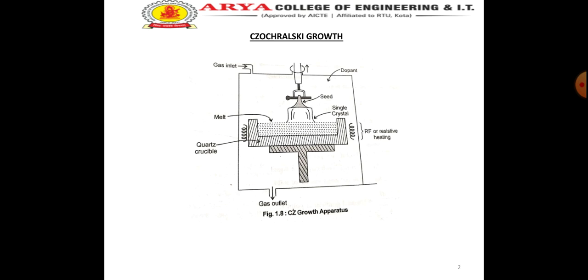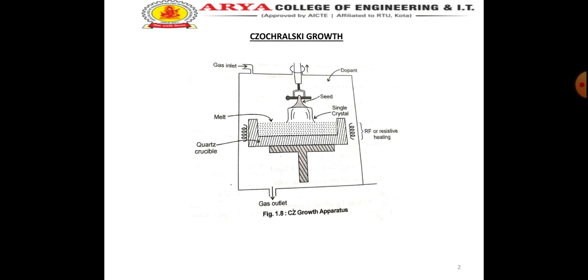A seed crystal of the required orientation is lowered into the melt until its end is molten. Then slowly it is pulled out, resulting in a single crystal growing by progressive freezing at the liquid-solid interface. For uniform growth of the crystal, sometimes the crucible too is rotated. The solidification of atoms takes place at the interface.